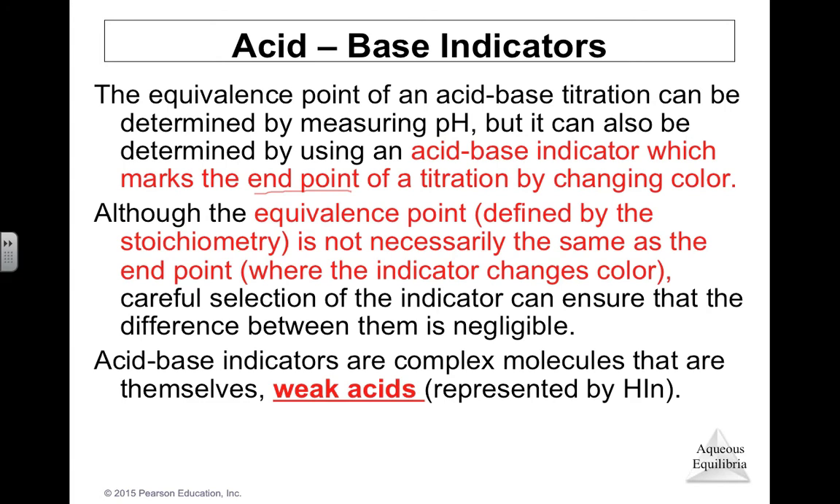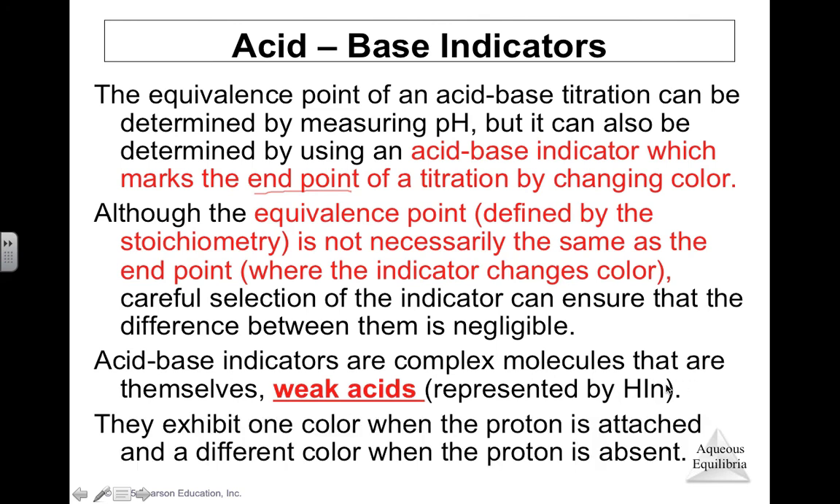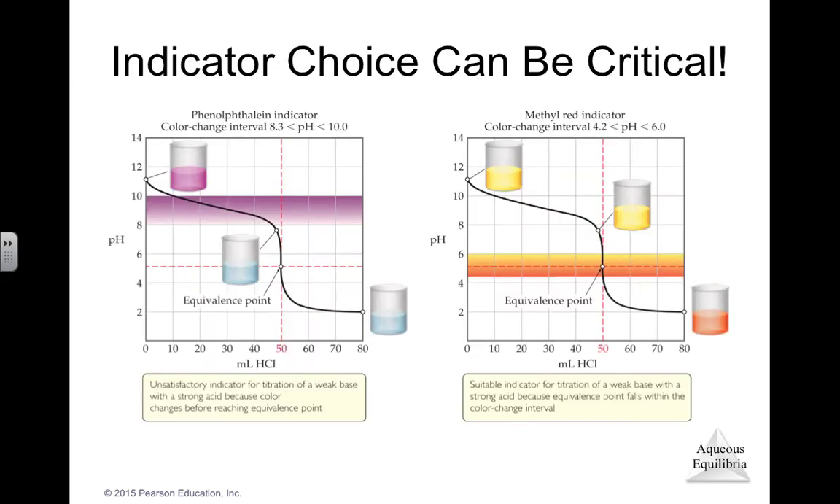And like I said before, acid-base indicators are weak acids, so they're very complex molecules. We're not going to worry about what the formula for the indicator is itself, but we just need to know that it's a weak acid, and we're going to represent it by HIN. So IN would be like the conjugate base, HIN would be the weak acid. Then they exhibit one color when you're focusing on the weak acid, and a different color when you're looking at the conjugate base.